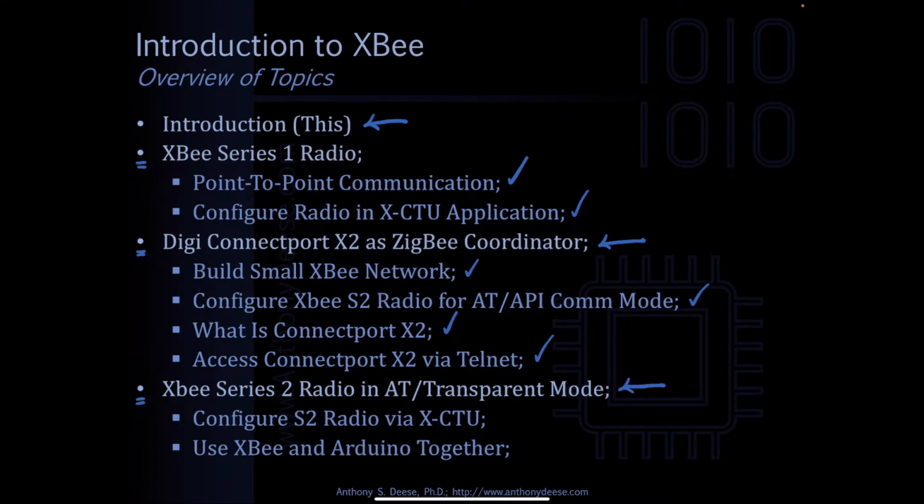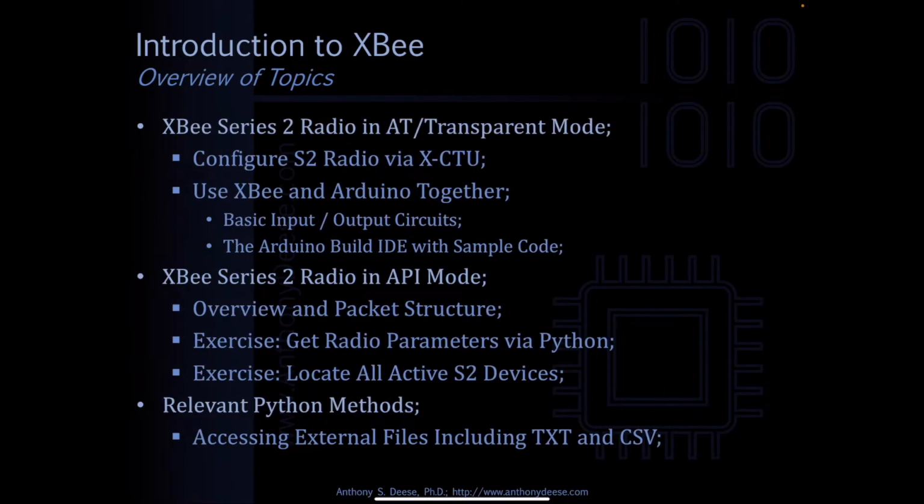Next module, the XBee Series 2 radio in AT/transparent mode. We are going to discuss how to configure the Series 2 radio using X-CTU, the same X-CTU we used up here, as well as discussing how to use the XBee and Arduino together. Now, this is something that is useful if we're not using the XBee radio in the API mode. Still in this section here, we've already talked about this bullet.